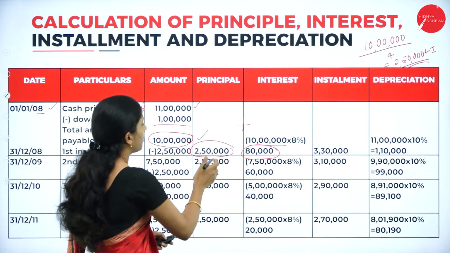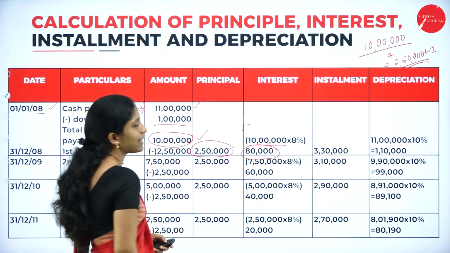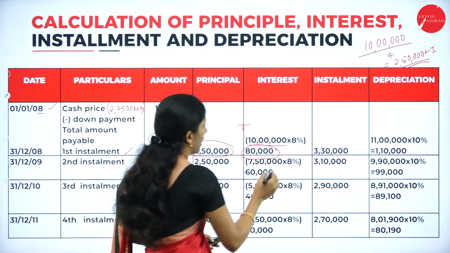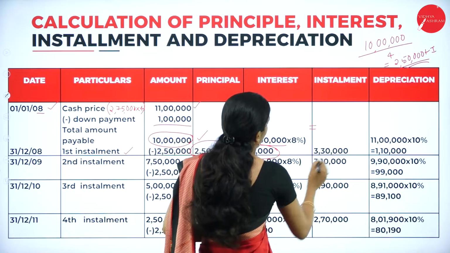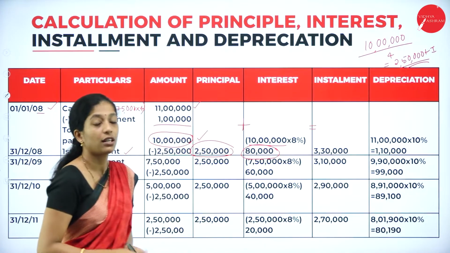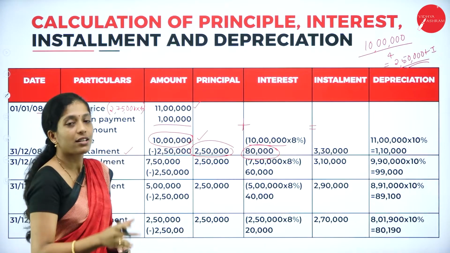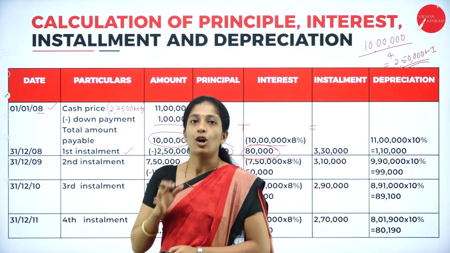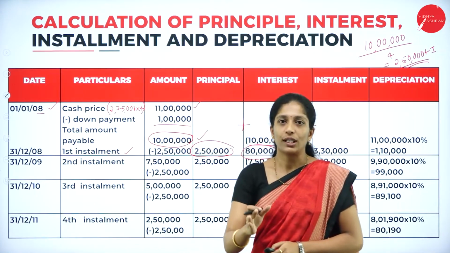Now what is the installment? Principal plus interest is equal to installment. So it is equal to how much? 3,30,000. So first installment amount is how much? 3,30,000. Hope you have got how you have to calculate.